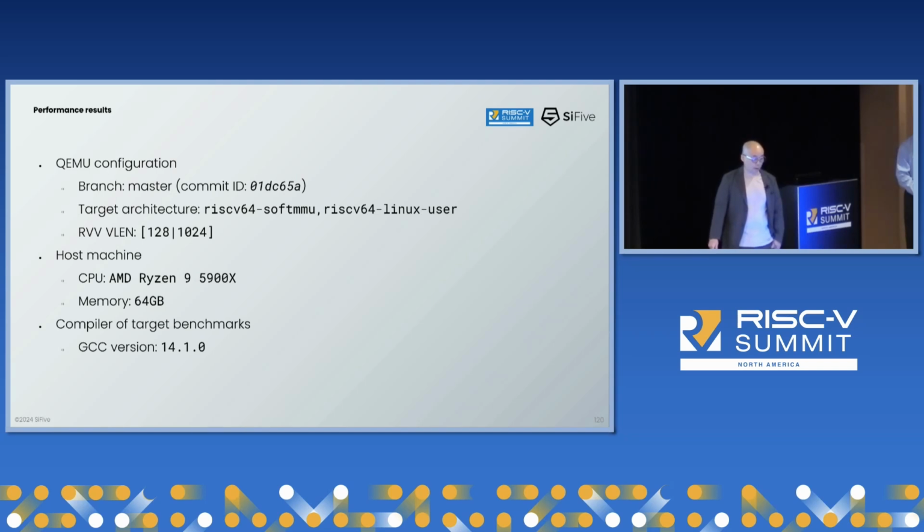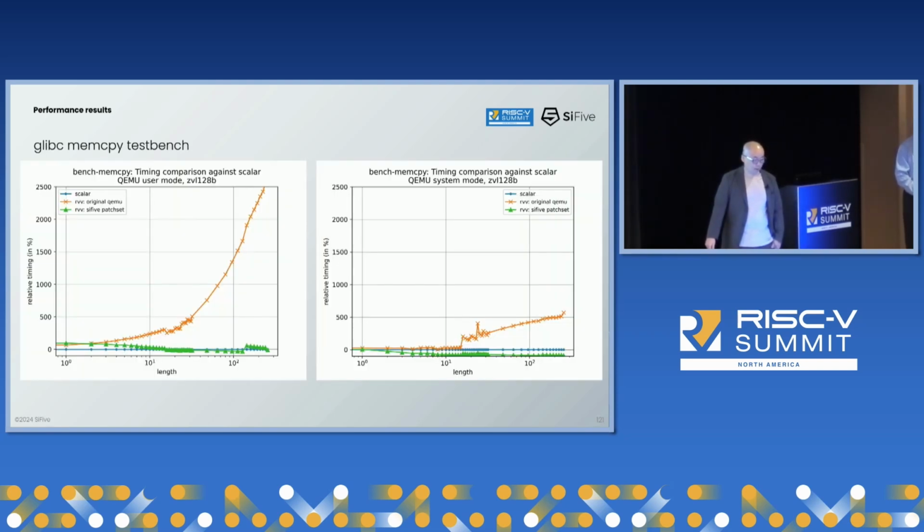Here are the experiment settings of the performance results for the following benchmarks. It shows the host machine and the compiler version. First, we want to show the glibc memcpy test bench. Here are two charts: one is for QEMU user mode, and the other is QEMU system mode.